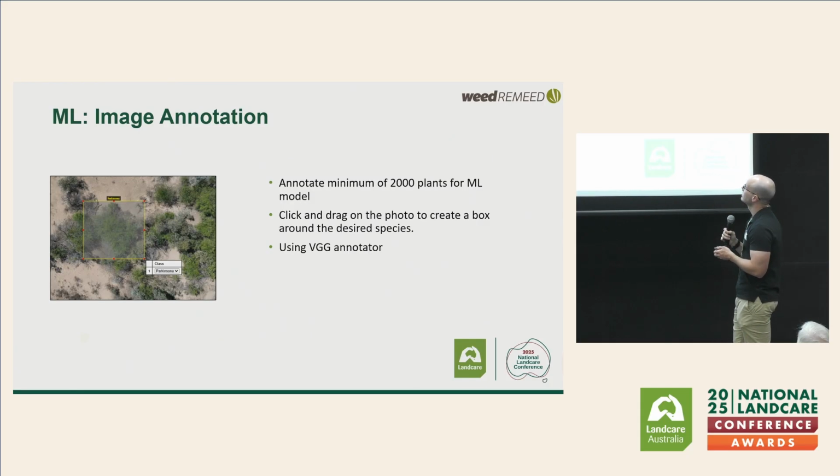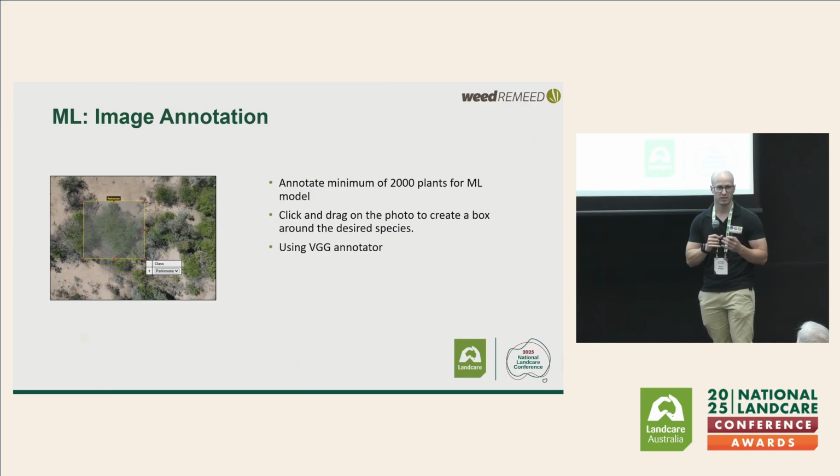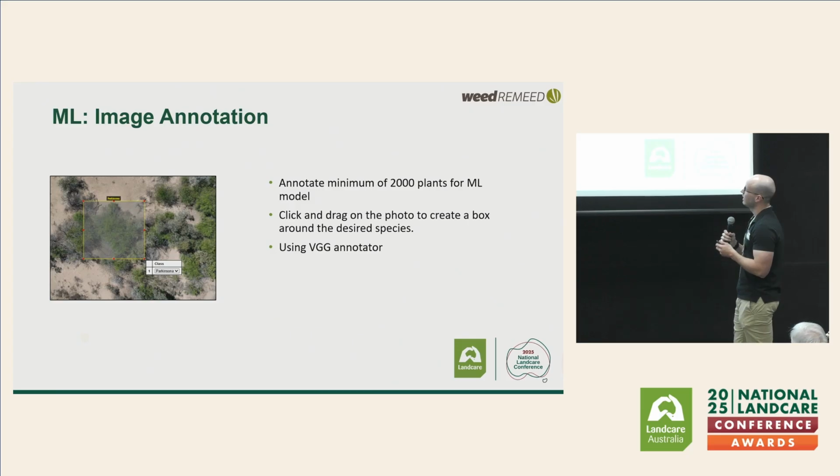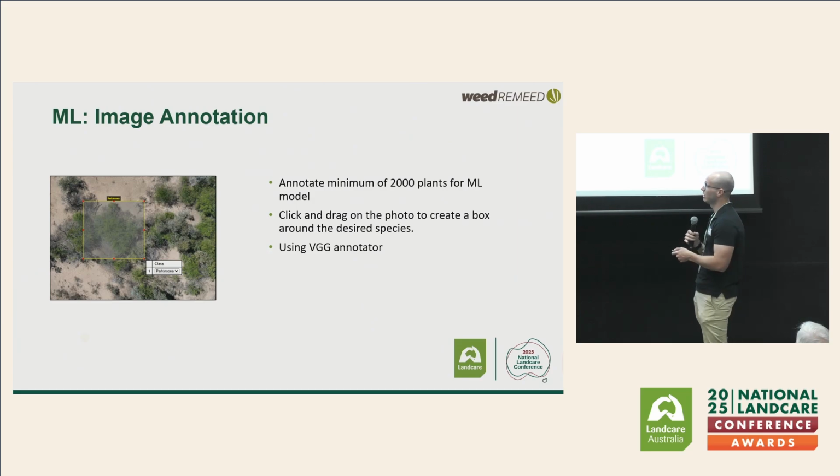We want an annotation of a minimum of 2,000 plants. We need a large data set to train the model, otherwise you'll have a lot of variability and inaccuracy in it. At the moment we're using a VGG annotator, and you just click and drag over the species, and then you label it, like that Parkinsonia there.